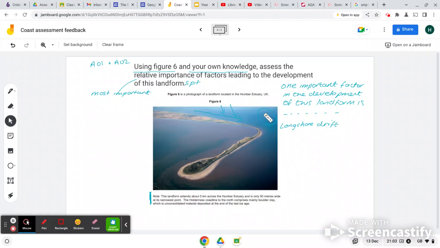Another important factor could be a change in direction of the coastline. For example, an estuary, and you have here that this is the Humber estuary. So if you bring that into your answer, you're showing that you're using the figures. You also need a supply of sediment. So another important factor is the supply of sediment.